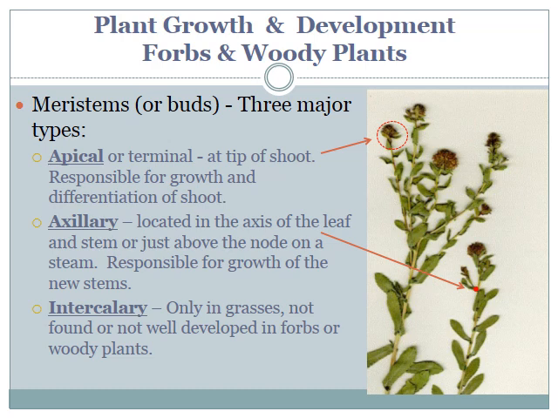Again, grasses have intercalary buds. They're not well developed in forbs and woody plants, and that will become clear in a minute. So basically there are no intercalary buds on these plants.